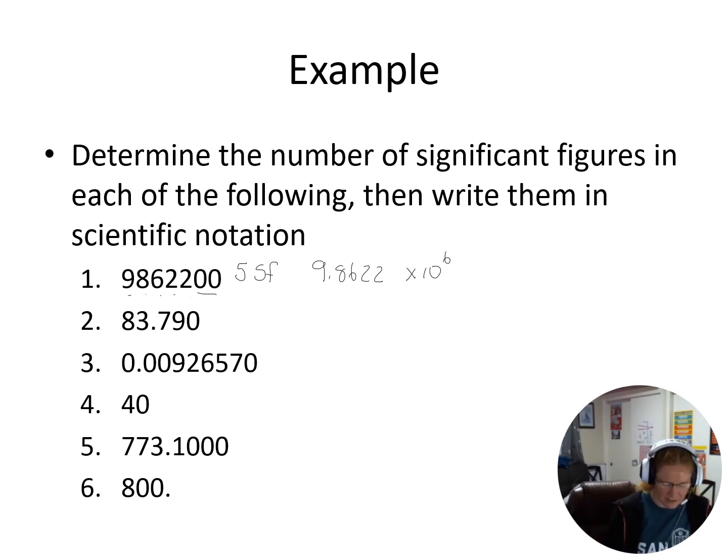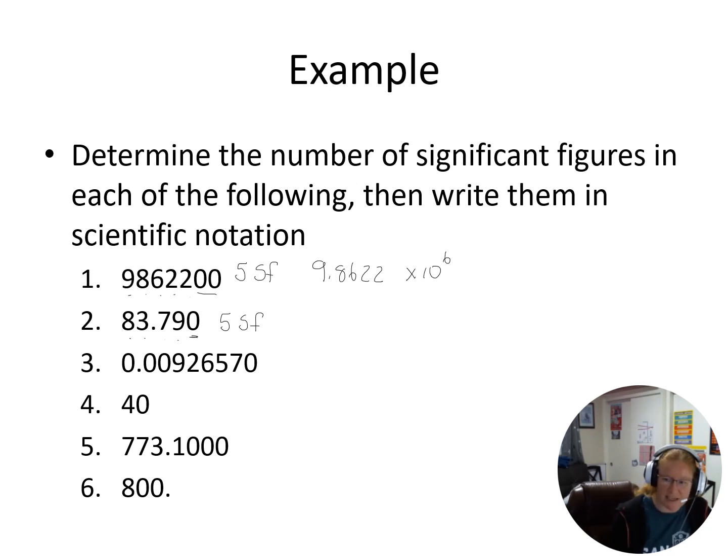All right, my next one, my 0 here comes after non-zero digits and after a decimal point. So it is significant. That number, that 0 means something this time. So I have 5 significant digits. 1, 2, 3, 4, 5.